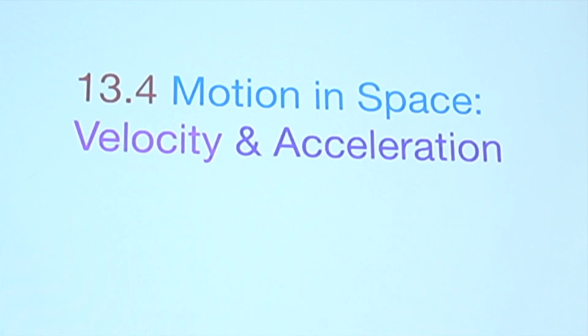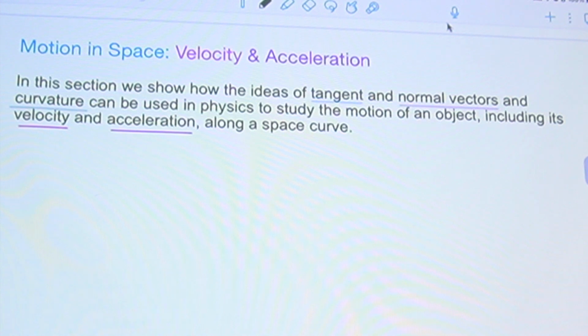Today we're going to start 13.4, which is motion in space. We're going to talk about velocity and acceleration. So we're going to show how the idea of tangent and normal vector and curvature can be used in physics and study the motion of an object, including velocity and acceleration along a space curve.